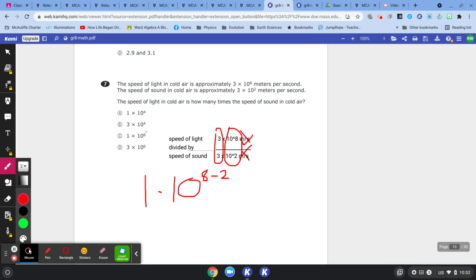So the answer here is 1 times 10 to the 6 times faster. That's 1 million times faster. The speed of light is 1 million times faster than the speed of sound.